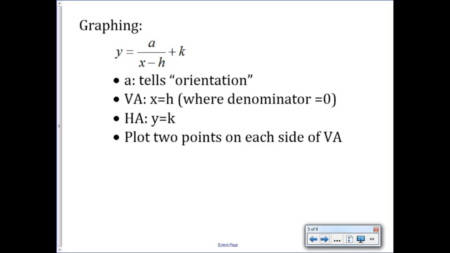So on your parent function, it's going to be the y-axis, but if we've moved left or right, it's not always the y-axis. Horizontal asymptote is y equals k. So just like on your parent function, it was the x-axis, but it may be moved up or down. Plot 2 points on each side of the vertical asymptote to graph this.